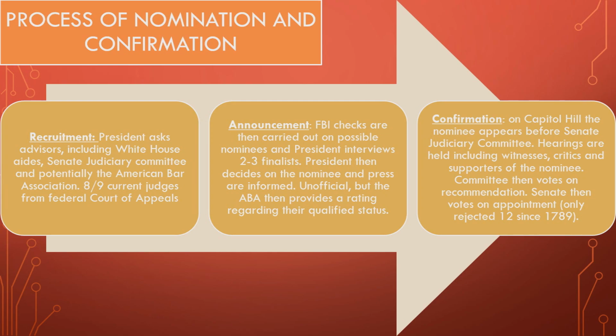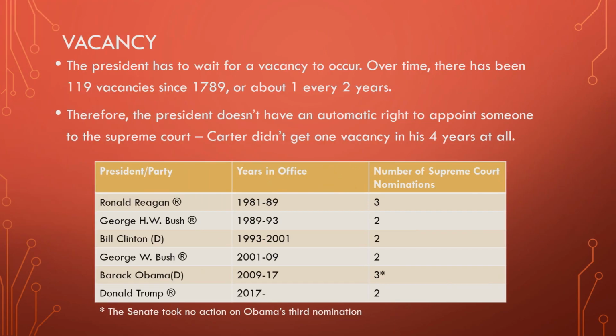Anyway, that, to start with, is the general overview, but I'm going to go through that in a lot more detail now. So don't worry about writing that down for now, because I'm going to go through it in much more detail. So to start with, there has to be a vacancy. The president has to wait for this vacancy to occur, and over time there have been 119 vacancies since 1789, about 1 every 2 years. Therefore, a president doesn't have an automatic right to appoint someone to the Supreme Court. President Jimmy Carter didn't get 1 in his 4 years at all. The Supreme Court stayed the same that whole time.